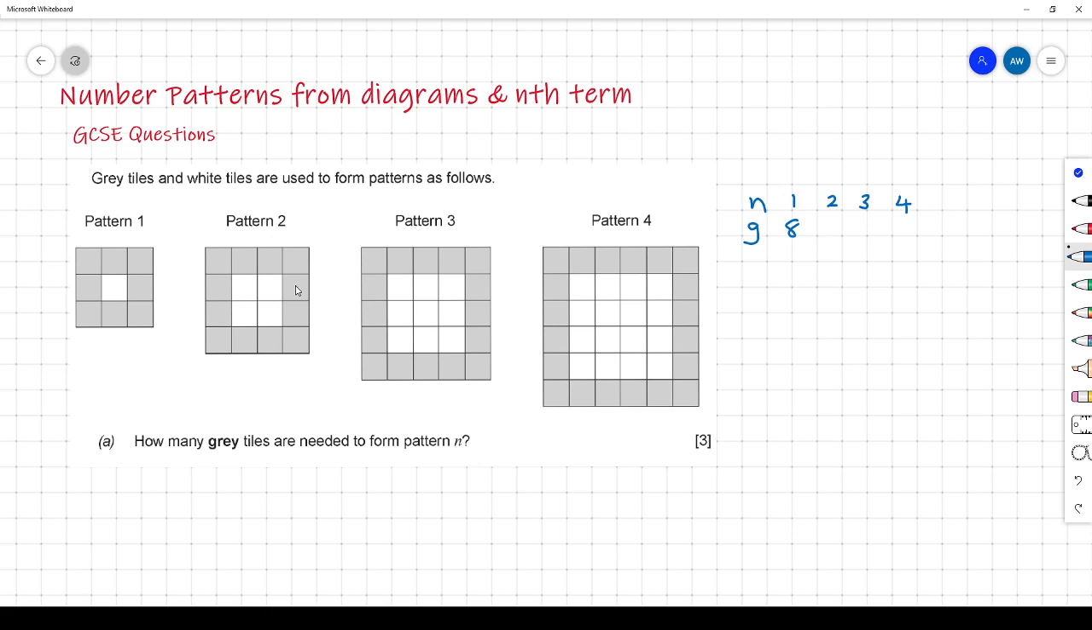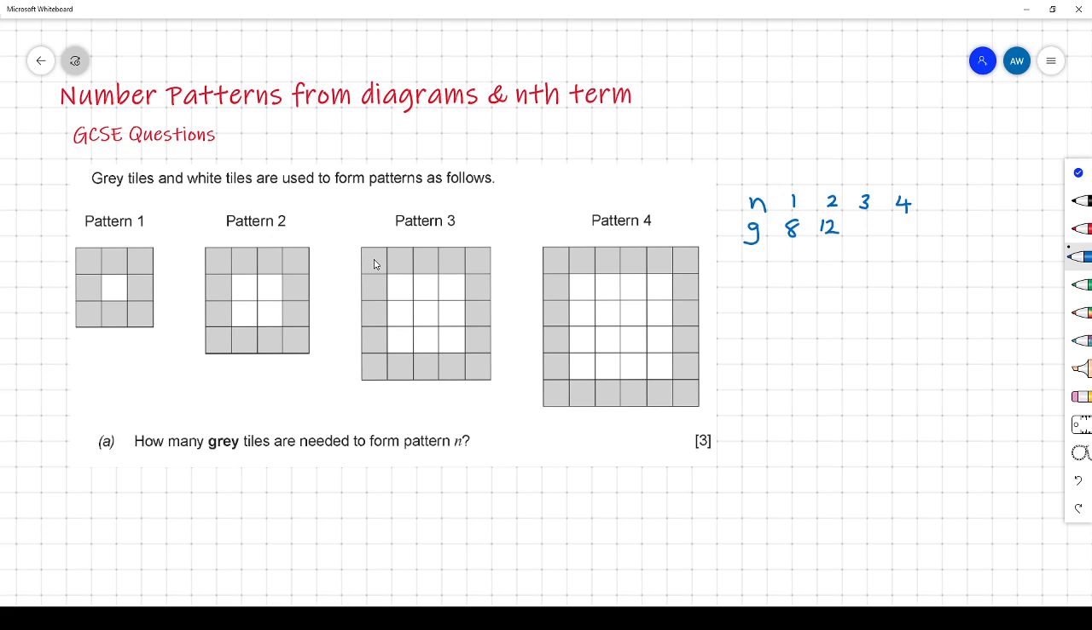We've got 4, 6, 7, 8, 9, 10, 11, 12, 13. So I'll check that again. 4, 5, 6, 7, 8, 9, 10, 11, 12. I thought I hadn't counted it correctly. It was worth double checking.